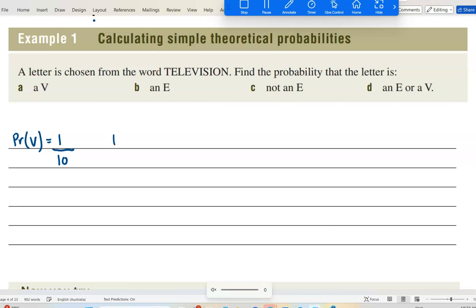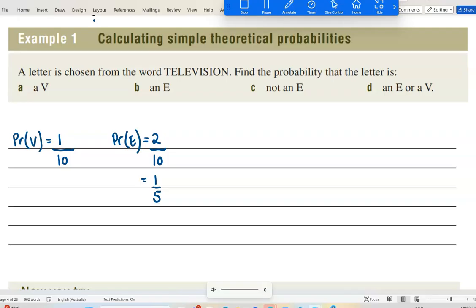If I did the probability of an E, how many times could I get an E? How many E's are there? There's 2, isn't there? And there's still 10 letters that I could pick from. Now, we like to simplify that, so I'm going to make that 1/5, okay?